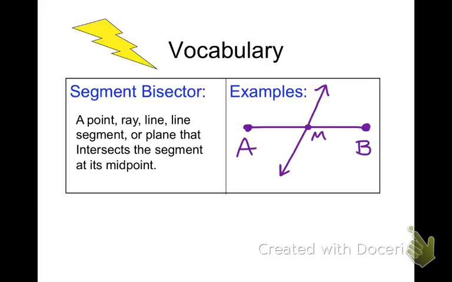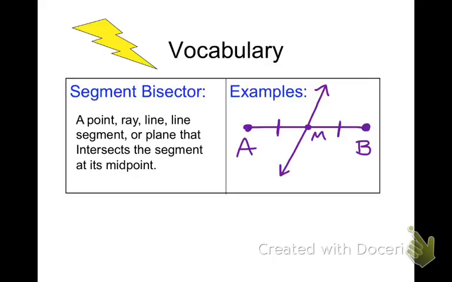The biggest thing you need to worry about is if you hear the word bisect, that means it's cutting it into two equal parts. Where then would be my two equal parts? Well, it would be AM and MB. What do those little tick marks mean again?